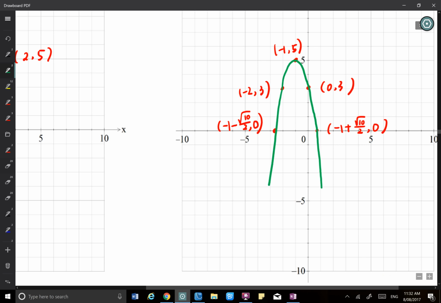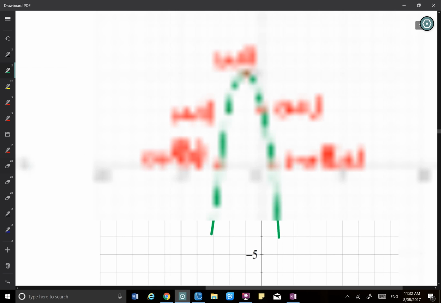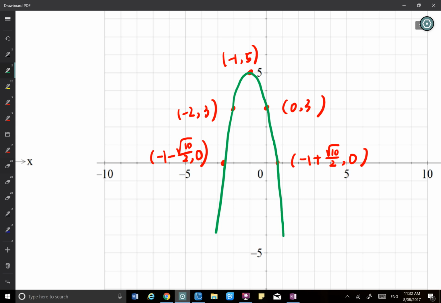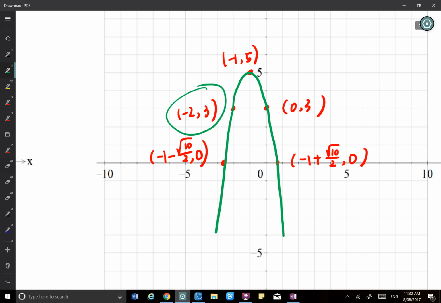Okay, that's the shape of the graph. You have this many points labeled on the curve. Well, not necessary to label this one. You must label the other 4: 2 x-intercepts, the turning point, and the y-intercept.